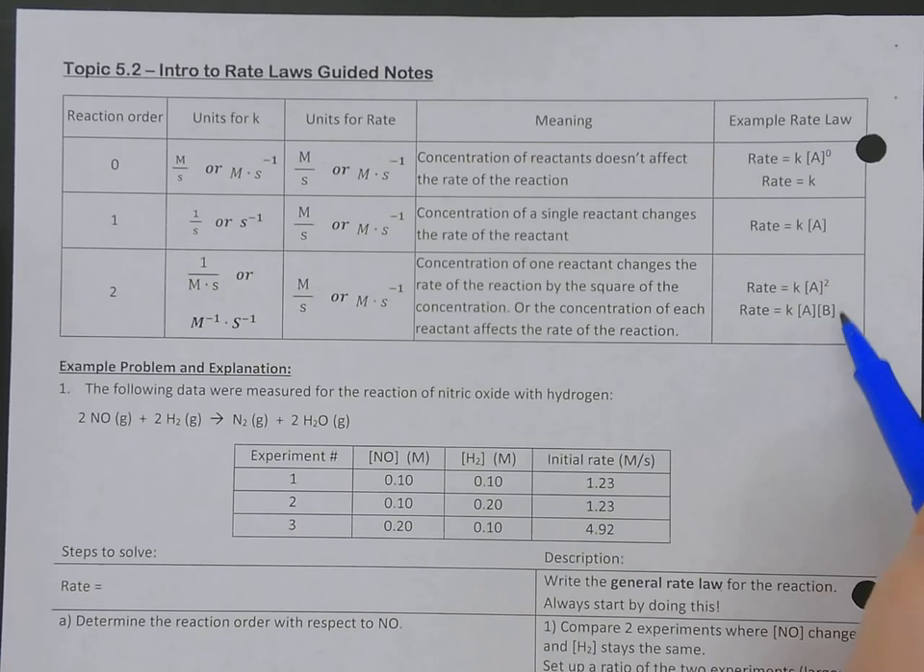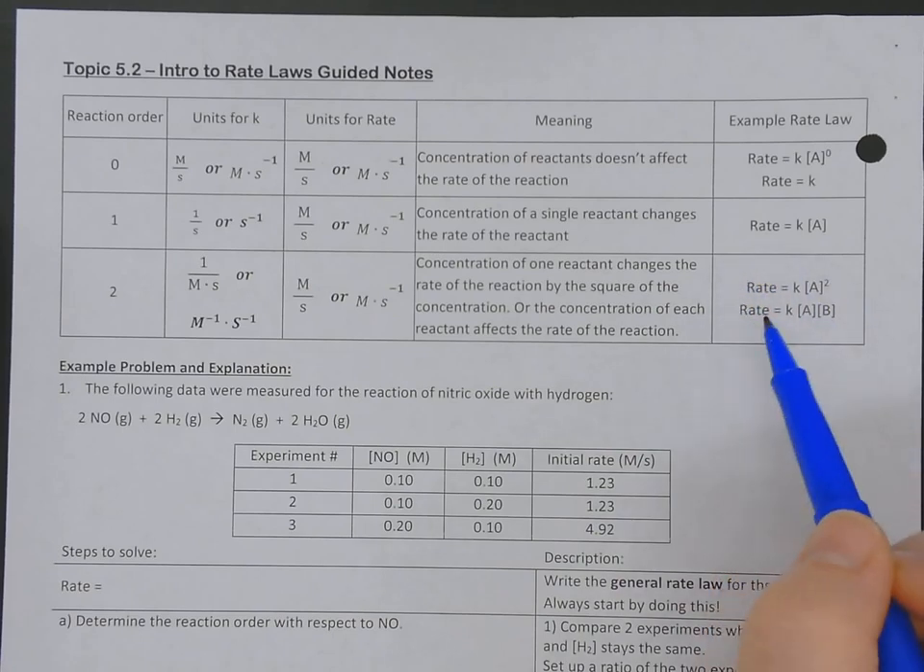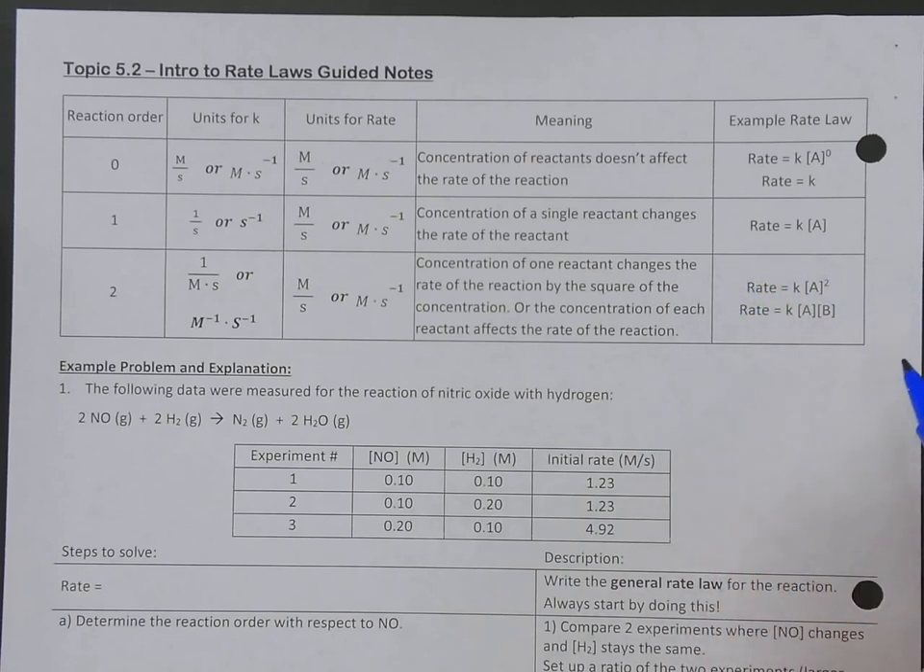Now we can have a rate law that is first order with multiple chemicals, so it's second order overall. So each individual chemical would have its own effect on the rate of the reaction, but together they would have that second order effect on the rate.